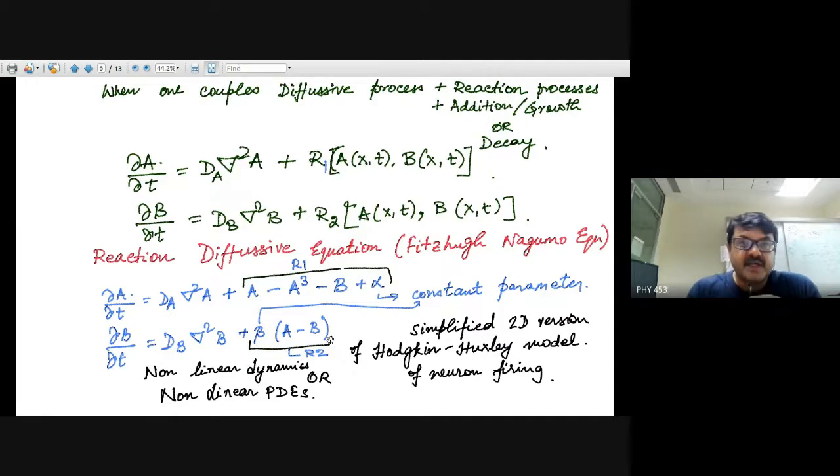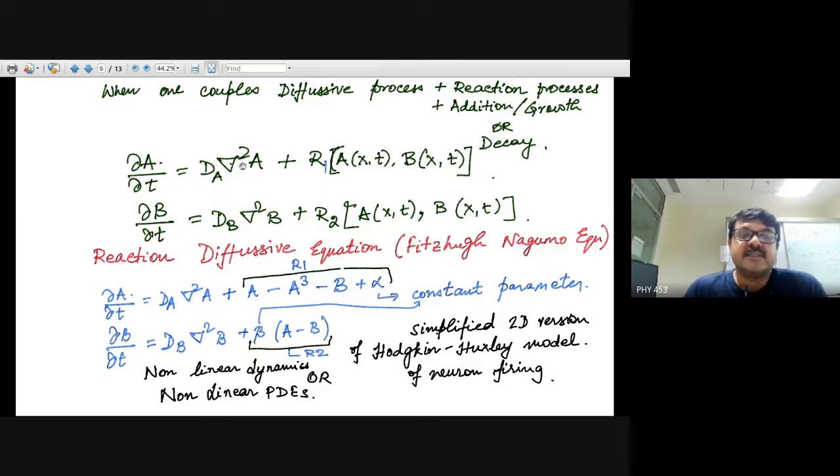Okay, so when one couples the diffusion equation with some reaction processes, which leads to the addition of growth or decay of A, the growth and decay of A and B are represented by del A del t, because it's changing as a function of time. But A is also a function of space. So at different points in space, it could change in different ways.